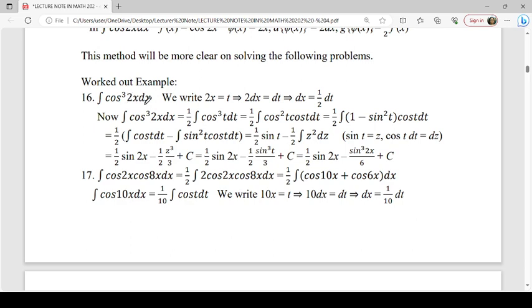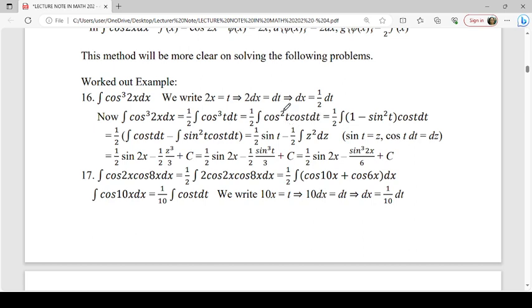Integration of cos cube 2x dx. So 2x is equal to t, then 2 dx is dt. So we are writing 2x in terms of t, and simultaneously we need to write dx in terms of dt. So dx is half of dt, so I am substituting dx as half of dt. Half is taken outside, and this is now cos square t cos t dt. So we are not writing x now, we are writing t.